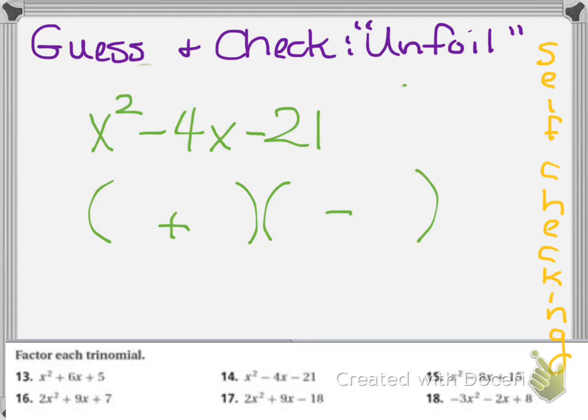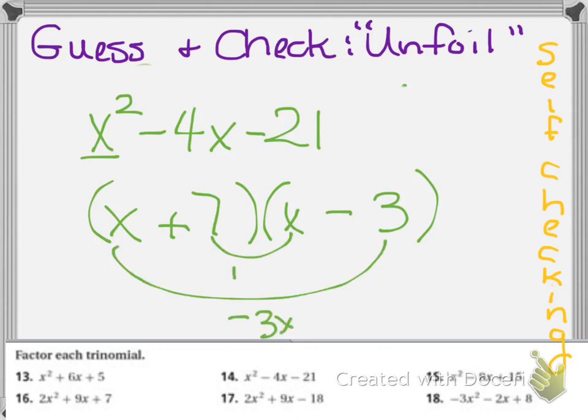Let's focus on the first terms, x squared. So it has to be x and x. There are no other options. We can talk about 21. The factors of 21 are 1 times 21 and 3 times 7. Which of those factors would give me a combination when I added or subtracted them of 4? The 7 and the 3. So I'm going to put the 7 here and a 3 here. And I'm going to check my OI in the middle. This is minus 3x. This is plus 7x. That's a total of plus 4x.